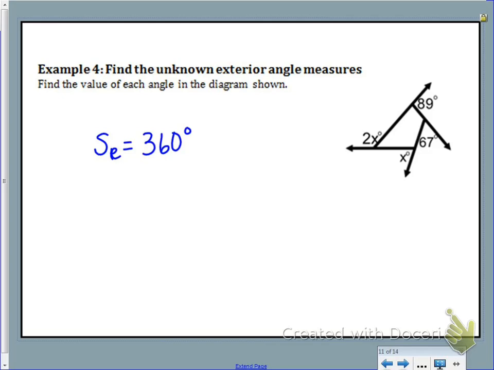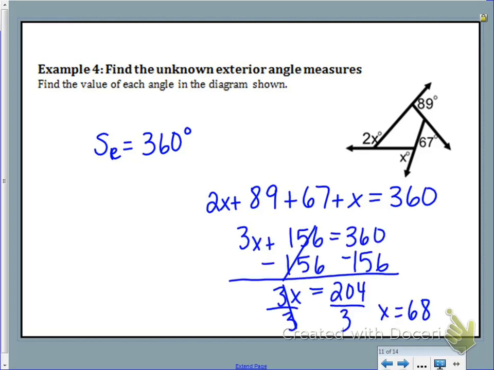Now what we need to do is use the 4 angles. We have the 2x, we have an 89 degree measure, we have a 67 degree angle measure, and we have an x degree measure. And those exterior angles for any polygon will be 360 degrees. Go ahead and pause the video and show your work to solve this equation. Okay, if you take a look, you should have found x to be 68. If you did not, please pause the video again and work through the steps that I've shown and see if you can find your mistake.